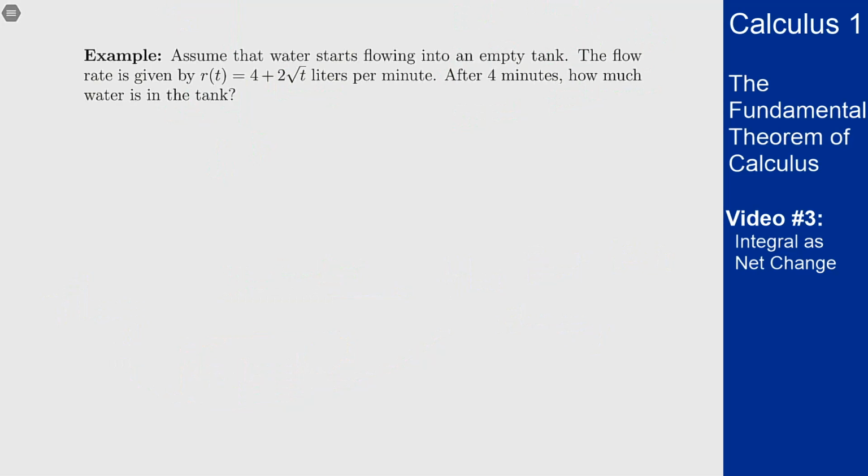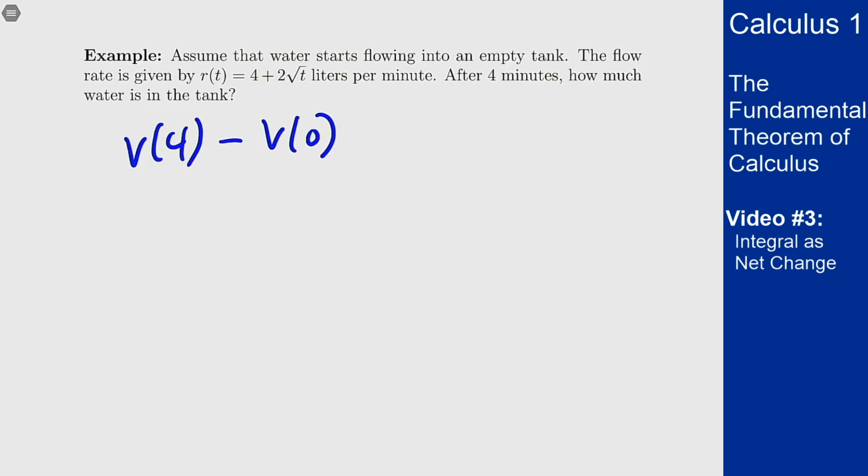So here are some examples of how this might look. Assume that water starts flowing into an empty tank. The flow rate is given by r of t, which is our rate, is 4 plus 2 root t liters per minute. After 4 minutes, how much water is in the tank? Well, how much water is in the tank would be the volume at 4 minutes. And because the tank starts empty, this is the same thing as the volume at 4 minus the volume at 0.